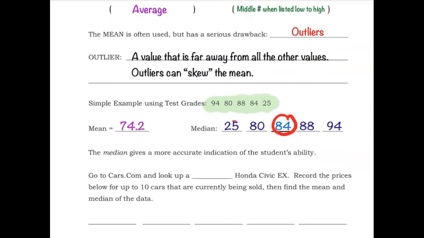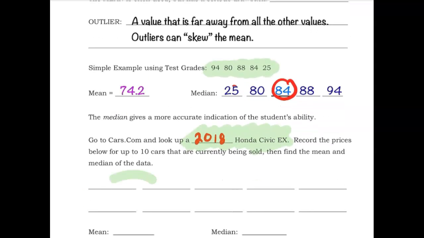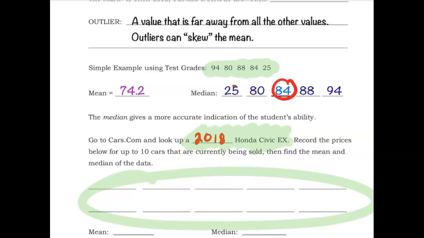So we're going to go to cars.com, and we're going to look up a 2018 Honda Civic EX. And then we're going to record the prices for 10 cars right here. And we'll find the mean and median of that data.